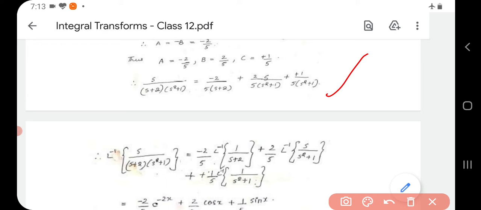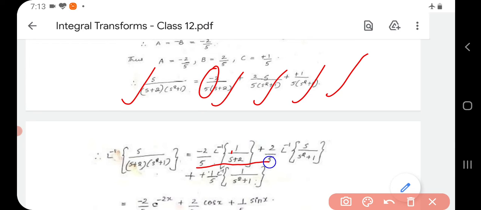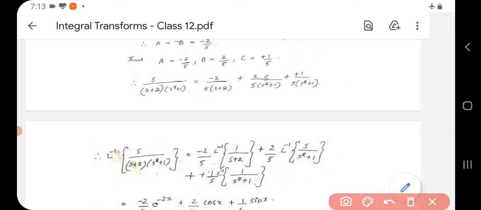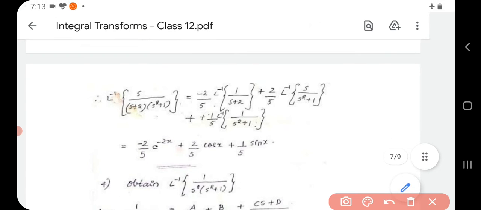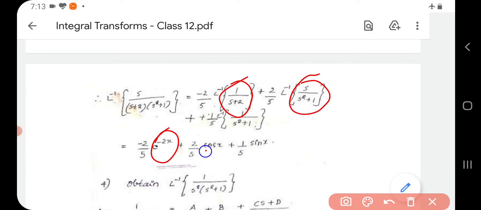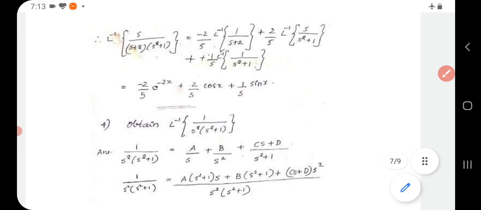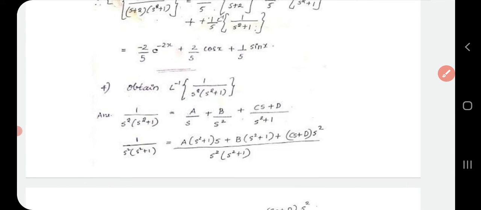Then take the inverse Laplace transform on LHS and RHS. Just take the constant term outside, then find the L inverse of the other things. Okay, these formulas and all you have already studied. This is e raised to minus 2x, this is cos x, this is sin x. There is no other new formula. These formulas and all you have already studied in the first class. Then the last one, 1 by s square. The first one itself is a quadratic function, then s square plus 1.